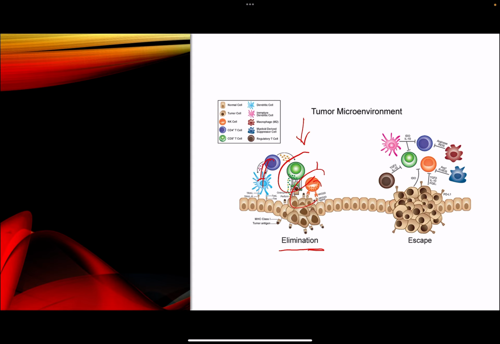Now, if a cancer can figure out how to hide from the white blood cells, then it's going to survive longer. So in this figure, we've got a tumor that has figured out how to escape. It's inhibiting the other white blood cells that would normally come in, and it's able to evade being detected by those white blood cells.